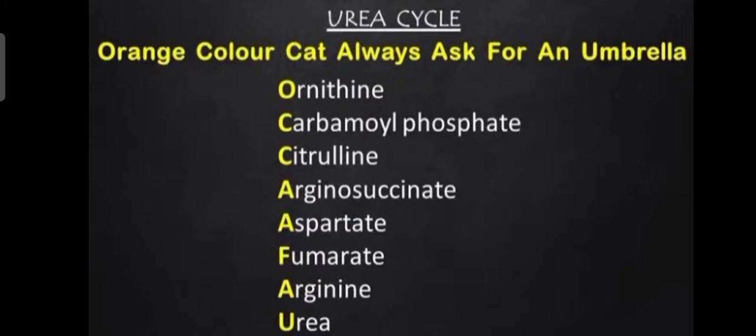Then C, carbamyl phosphate. Then again C, citrulline. Then A, argininosuccinate, aspartate, fumarate, arginine, urea. So orange color cat always asks for an umbrella. So this is a very easy mnemonic trick to learn urea cycle within seconds.